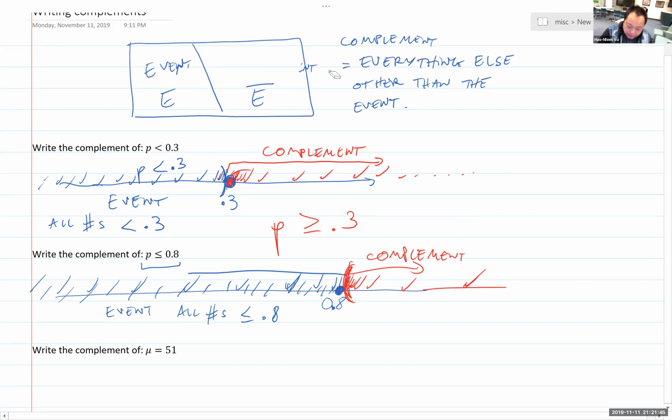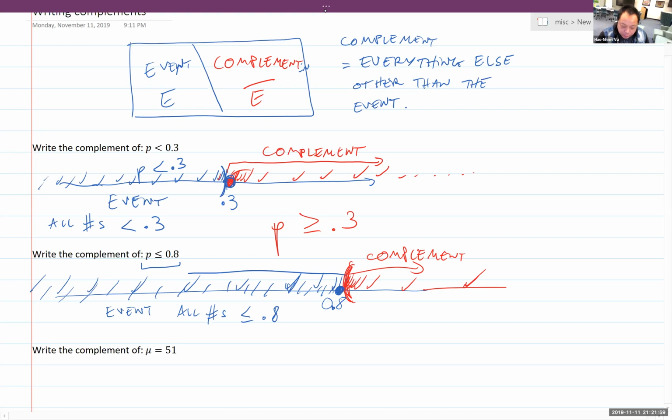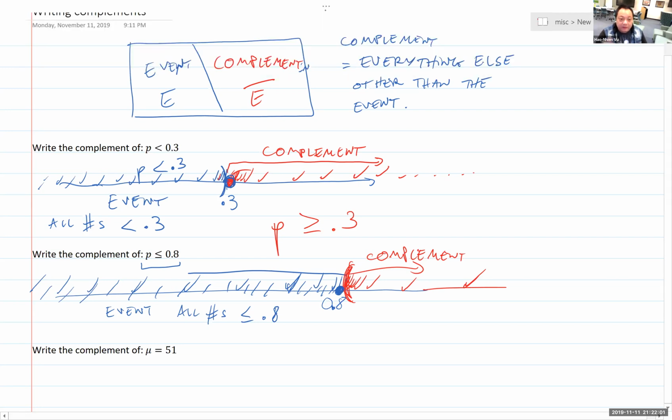between the event and the complement, whatever belongs to the event doesn't belong to the complement, and vice versa. Whatever belongs to the complement won't be in the event. So the number 0.8 itself can be on one side, but not the other. If it belongs to the event, it does not belong to the complement.